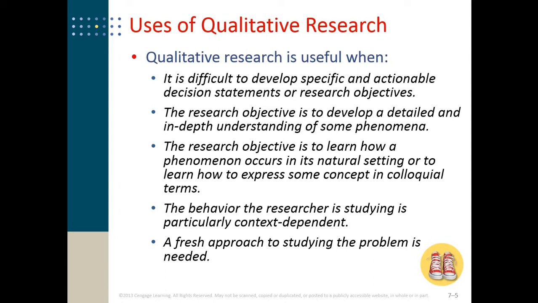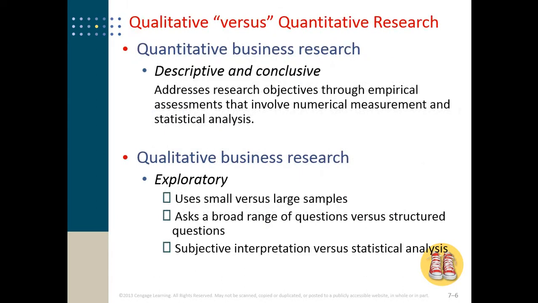and a fresh approach to studying the problem is needed. What does it mean, the fresh approach is needed? Sometimes it's possible that we go for a quantitative research, we identify some variables to explain other variables, we collect data, conduct some statistical test. However, the results we obtain may not be consistent with our objectives or may not be consistent with our theoretical understanding. In that case, a fresh approach might be needed for a more in-depth or detailed understanding of the research issue. Now, what are the major differences between qualitative and quantitative research?